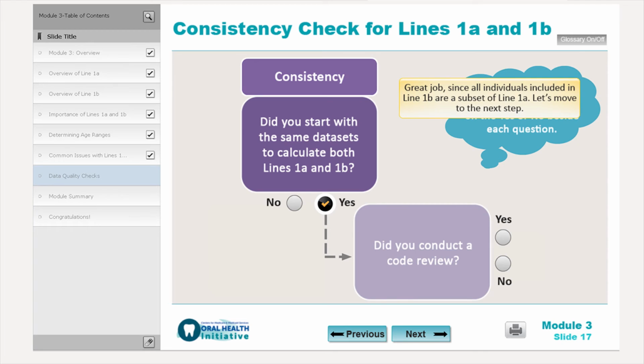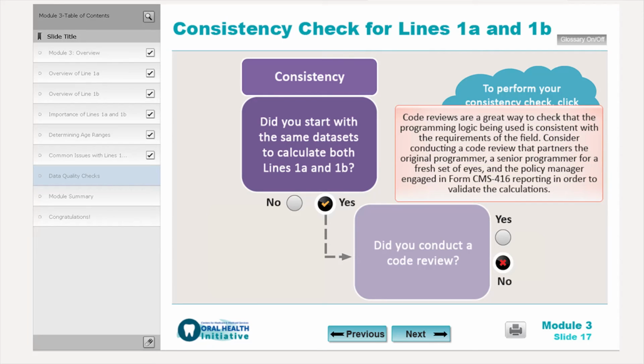Here's the second question to help you check for data consistency. Did you conduct a code review? If you answered no, remember that code reviews are a great way to check that the programming logic being used is consistent with the requirements for the field. Consider conducting a code review that partners the original programmer, a senior programmer for a fresh set of eyes, and the policy manager engaged in Form CMS-416 reporting in order to validate the calculations.